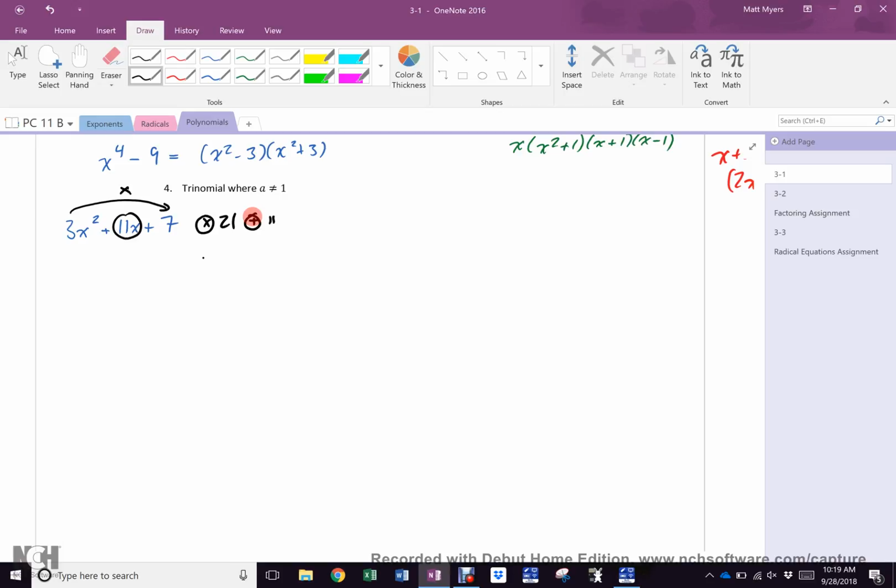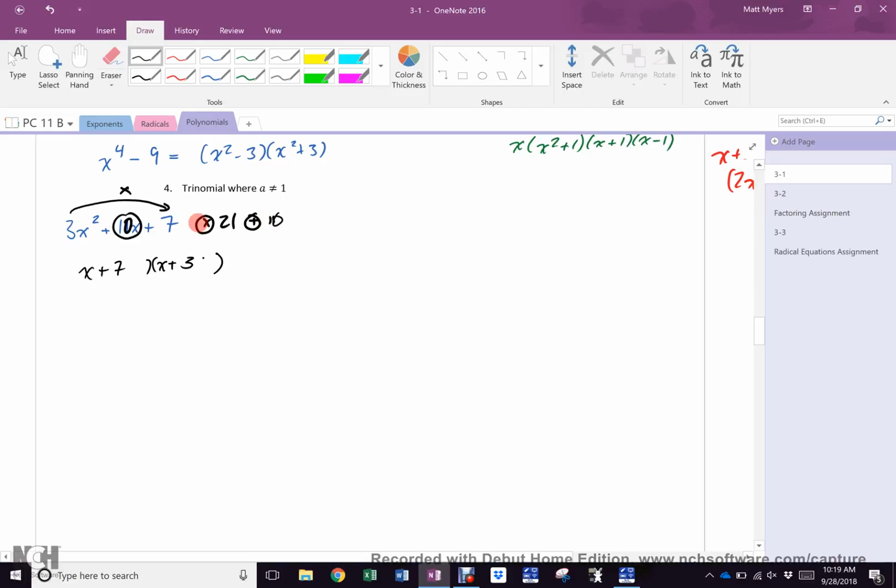I did this wrong. It needed to be 10. What are they? 7 and 3. So I know that this is plus and plus. So it is x plus 7 and it is x plus 3, right? Because 3 times 7 is 21 and 3 plus 7 is 10. Everybody cool? Except it's not really 7 and 3 that I'm looking for, am I?